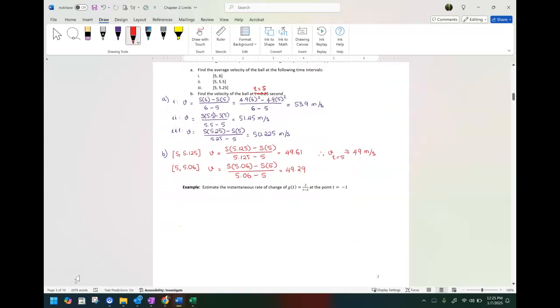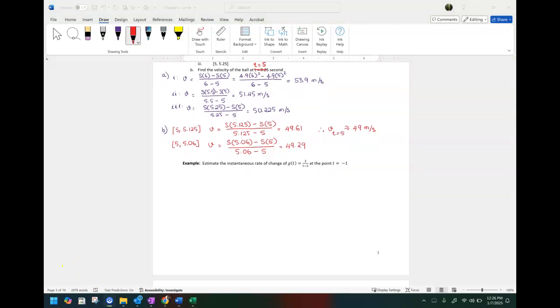In the next problem, estimate the instantaneous rate of change of g of t equals 2 over t minus 3 at the point t equals negative 1. So the rate of change is the slope. So in other words, we want to estimate the slope of the tangent line that passes through the point t equals negative 1. In order to do that, we will calculate the slope of secant lines that are close to negative 1. We will use that to estimate the slope of the tangent line from there.